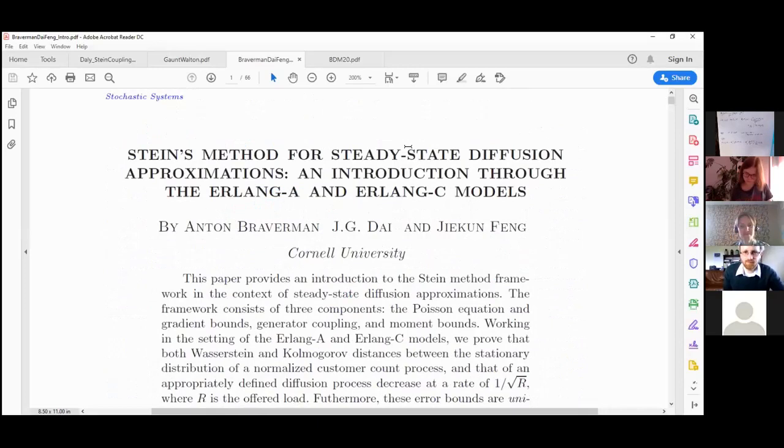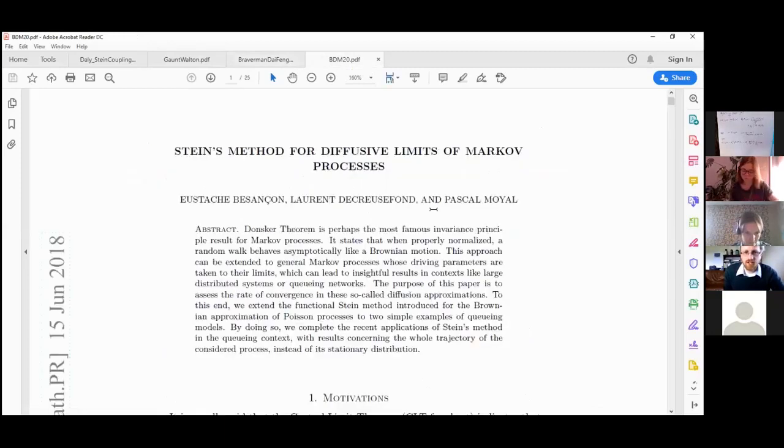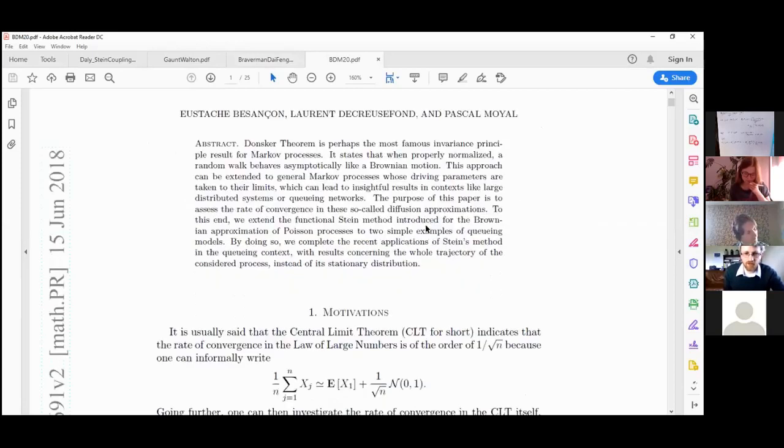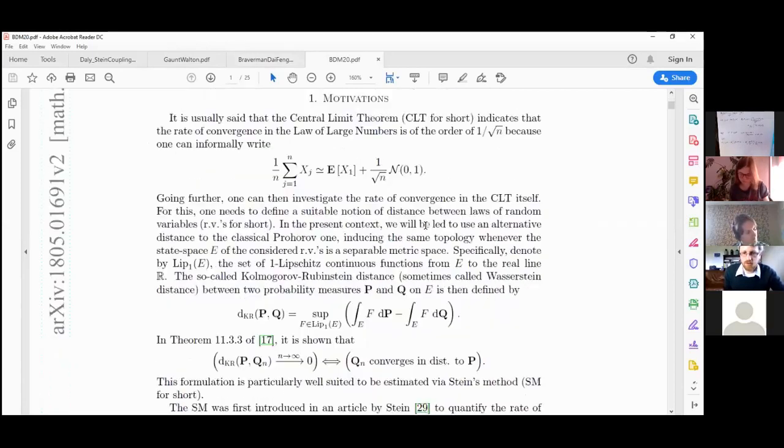Final thing I want to say before we stop for a break is there's some very recent work which has not quite been published yet, but is on the archive, by these authors who take essentially the same idea of Braverman and I, but now look at process level results. So one thing that we said before very briefly and not really expanded on is the fact that you can apply Stein's method for multivariate things, but also for infinite dimensional process level results.